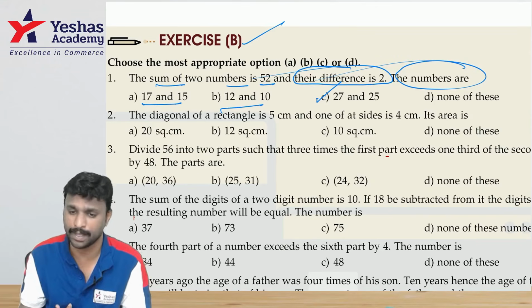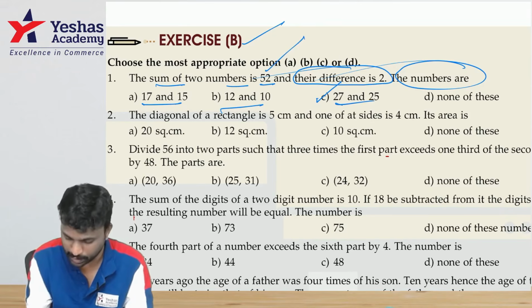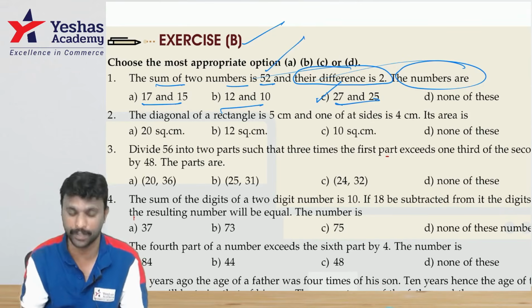Difference is 2. And the sum is also 52. It is satisfying. Therefore, option C is the right answer for the first question.